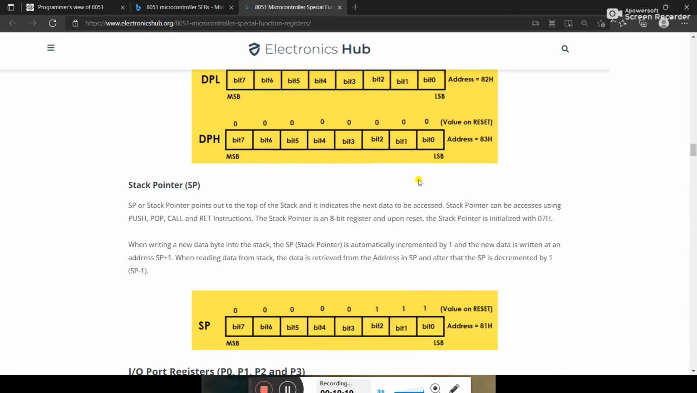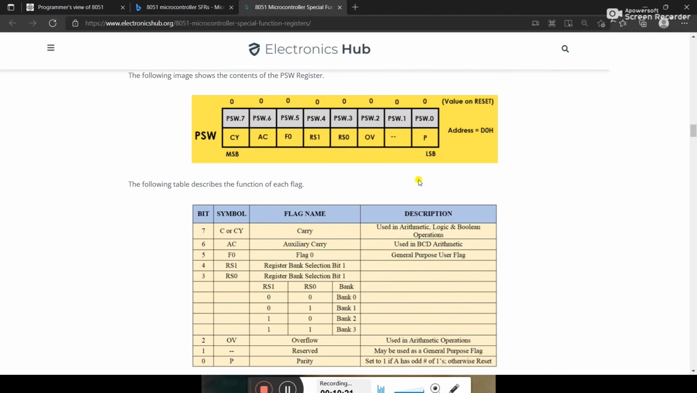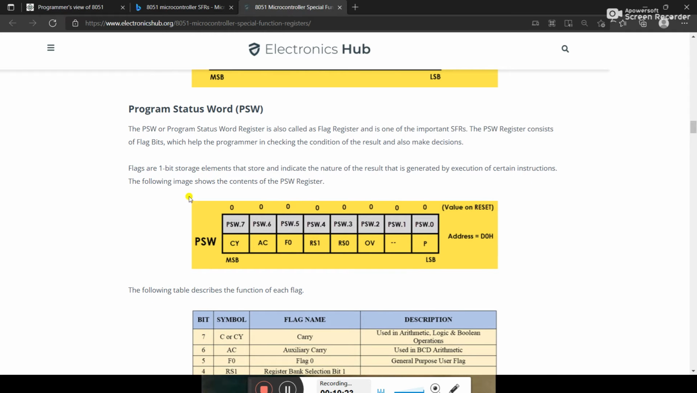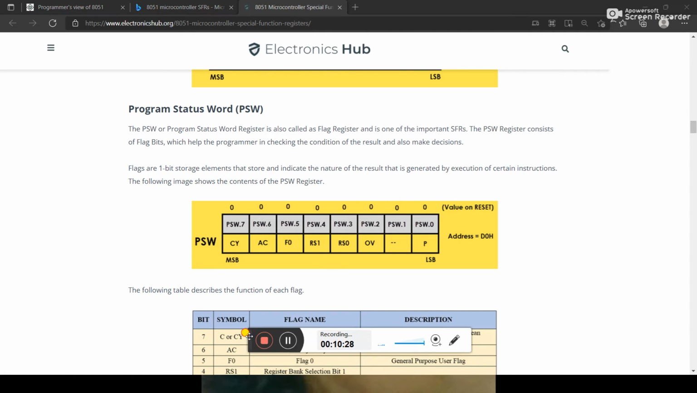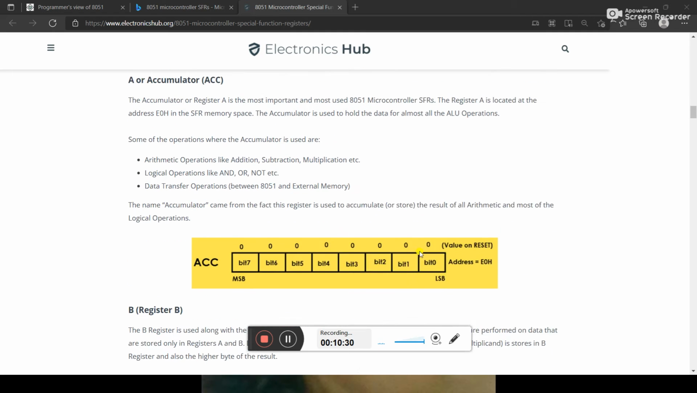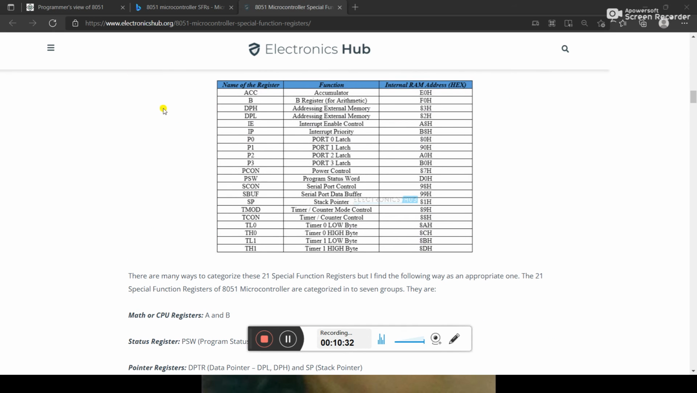And for midterm purposes, the students can learn about the PSW register. It is an important register for their midterm. And overall, this table is important for the midterm purpose. So thank you for this lecture.